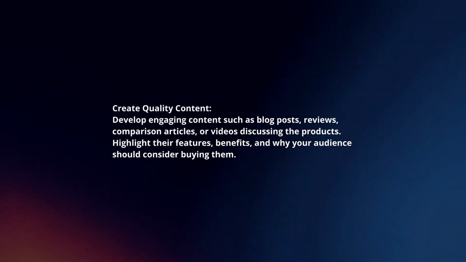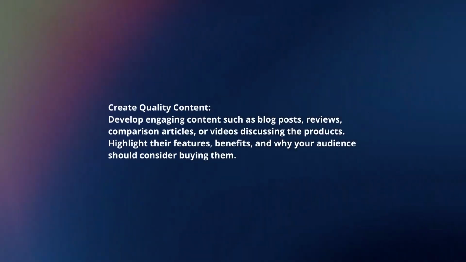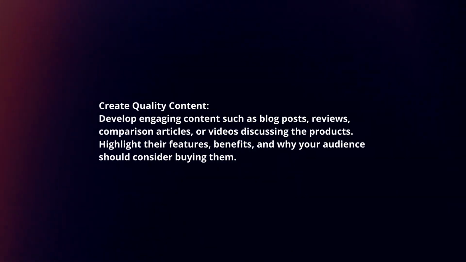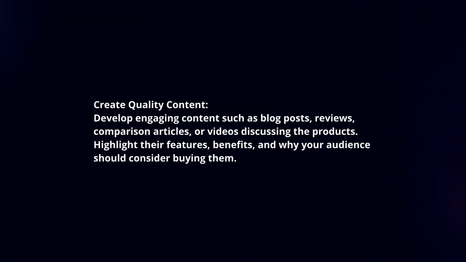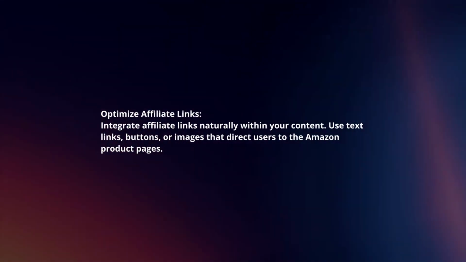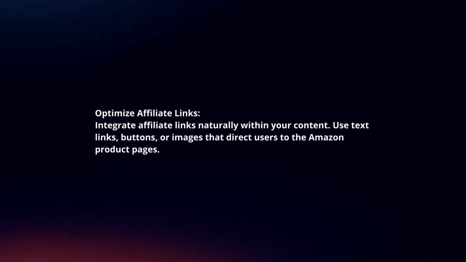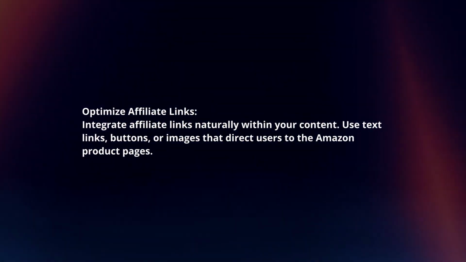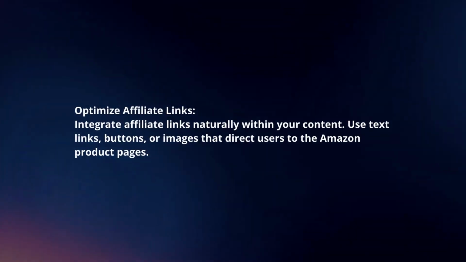Create quality content. Develop engaging content such as blog posts, reviews, comparison articles, or videos discussing the products. Highlight their features, benefits, and why your audience should consider buying them. Optimize affiliate links. Integrate affiliate links naturally within your content. Use text links, buttons, or images that direct users to the Amazon product pages.